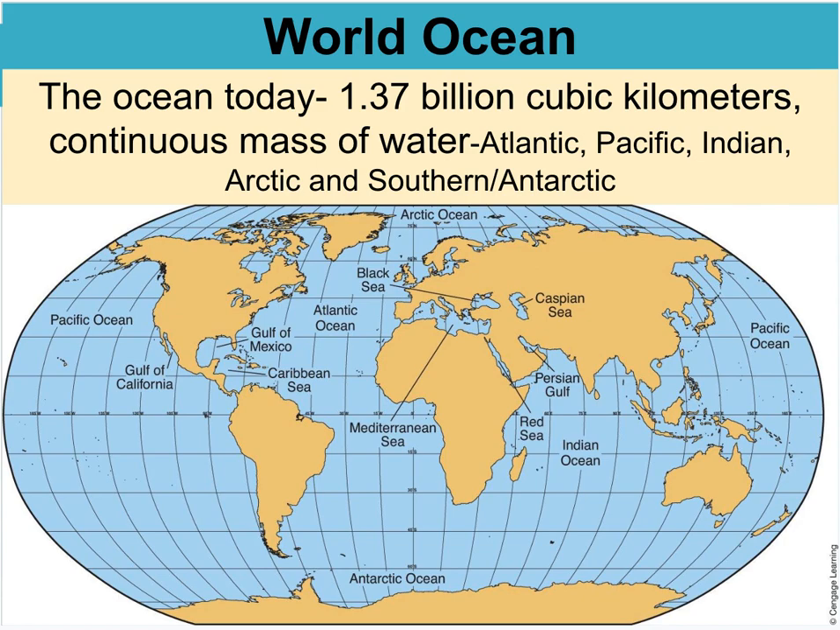Today, our oceans contain about 1.37 billion cubic kilometers of water, which is so much water. And it's divided into different oceans: the Atlantic, which is here, the Pacific, which is huge, on both sides here, the Indian, and then the Arctic Ocean at the top, and the Southern, or sometimes called the Antarctic Ocean, at the bottom.